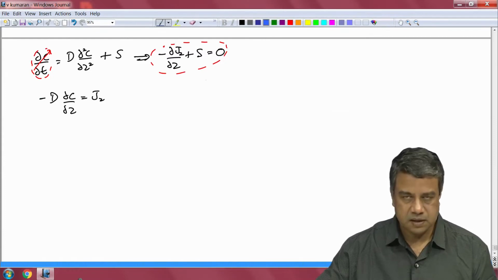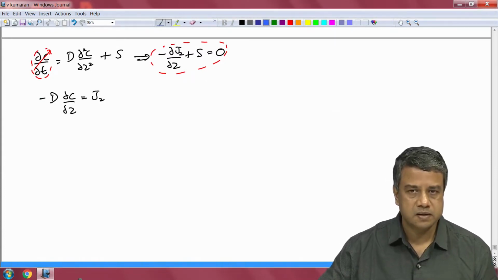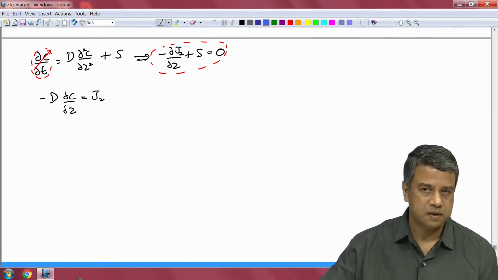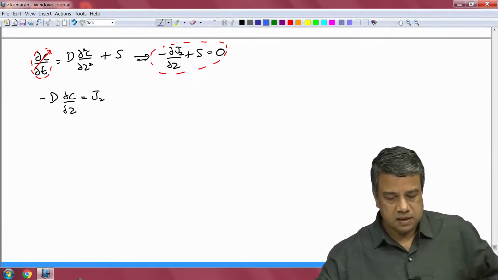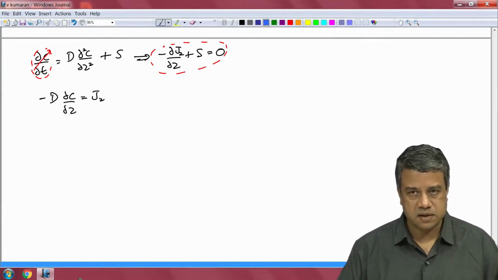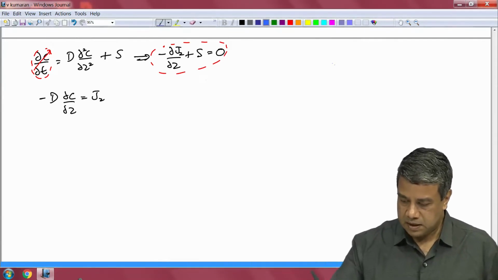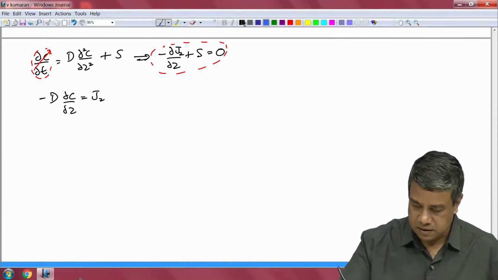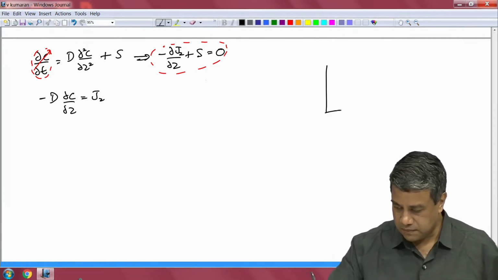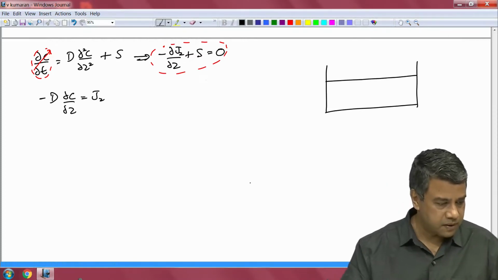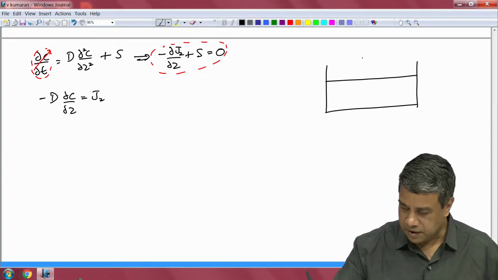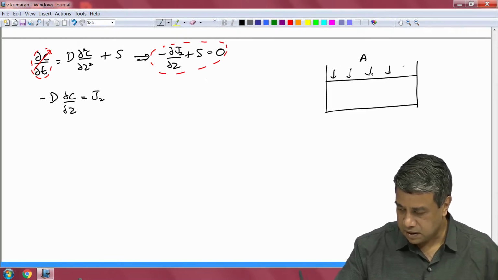So, now we will consider a case where the source or sink does depend upon concentration. We will consider another case where the source or sink does in fact depend upon concentration. And that is mass transfer in a fluid film. I have a fluid film here, and I have reactant A in the gas phase, and that reactant A enters into the liquid phase, and there it undergoes a reaction.